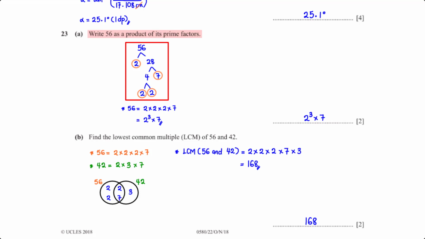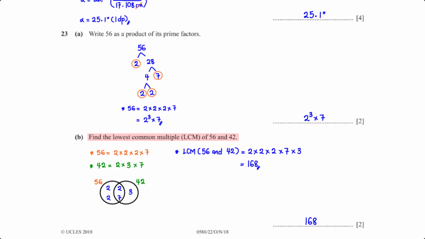4 can be written as 2 times 2. 2 is a prime number, so we circle both. So now we have 56 equals 2 times 2 times 2 times 7. We can leave the final answer as this, or we can rewrite it as 2 cubed times 7.